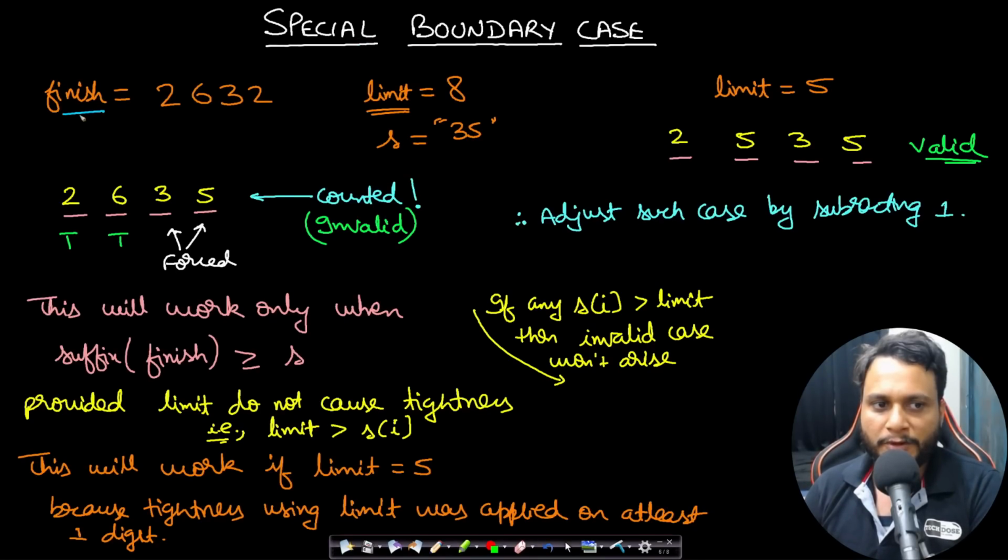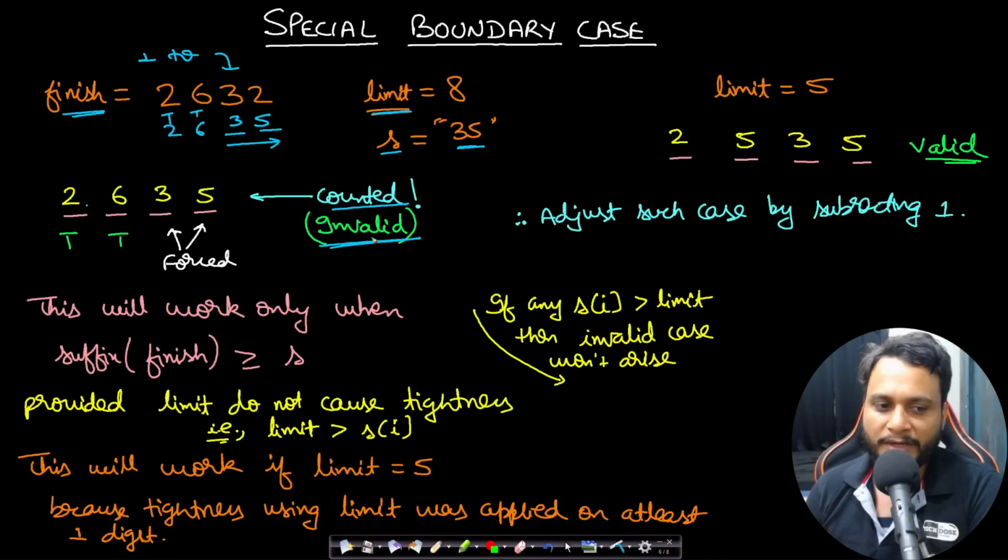In this case, if you have the finish value is, let's say, 2632 and the limit value to be 8, where s is equals to 35, then you will end up with a number where you choose a 2 where the is tight value was true. Then you go and put 6 where the is tight value was true, and then you are forcing to put 3 and 5 at the end, because we are not checking anything at the end. That I'll be showing you in the code. So if you happen to force a number like this 2635, then this will get counted, but this is actually outside of your range from 1 to 2632, and so this is invalid. This is a case where an extra counting can happen because we are forcing the numbers at the end.